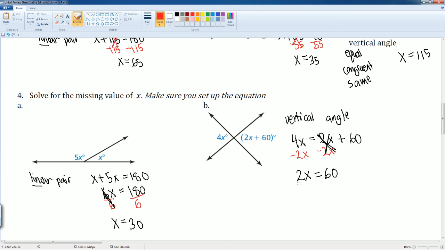There's a 2 in front, so we divide by 2 on both sides. Then 2 divided by 2 gets you a 1. So that just becomes x is equal to 60 divided by 2, which is 30. So x here would be 30 degrees. All right, so there you go. That is number 3 and number 4.